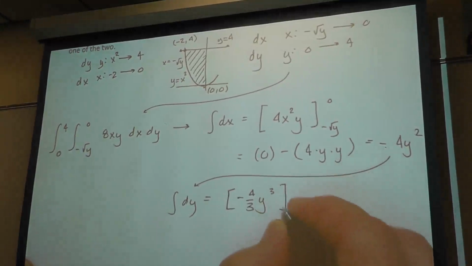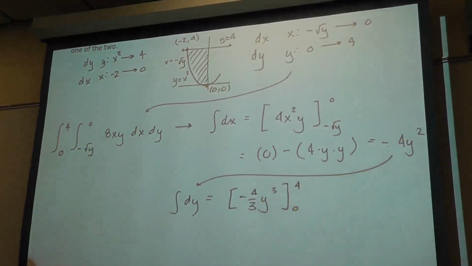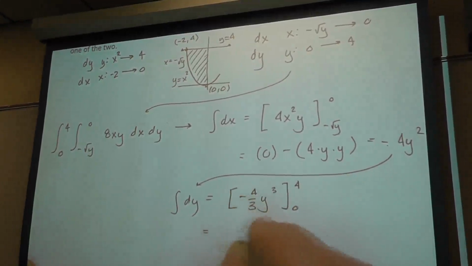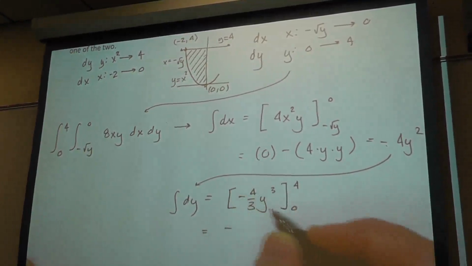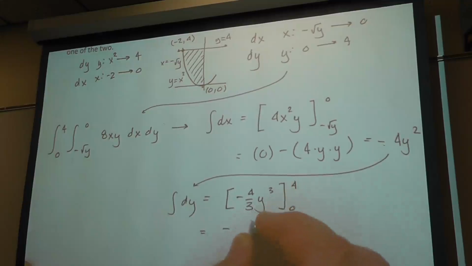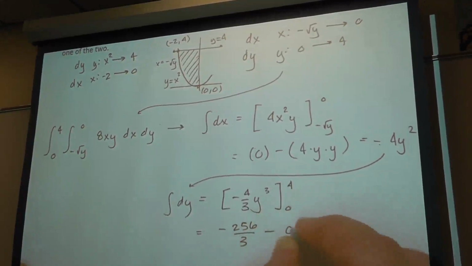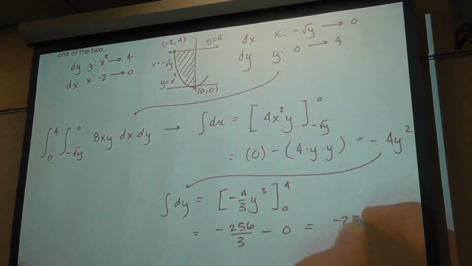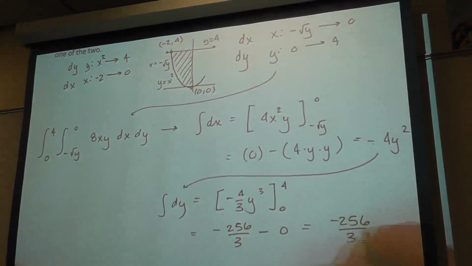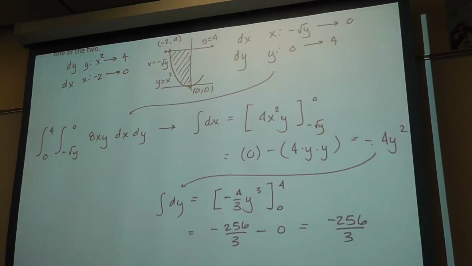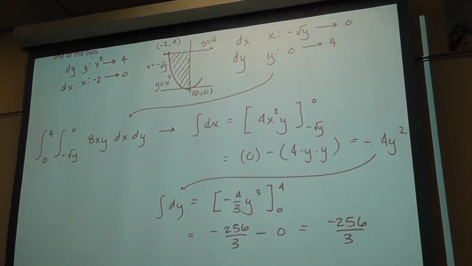You get a lot of power rule with these double integrals. And then when I plug 4 in for y, that's going to give me negative 4 to the fourth, which is 256 thirds, minus 0. You get a negative answer. Is that puzzling? Have you ever had a single integral that gave you a negative answer?